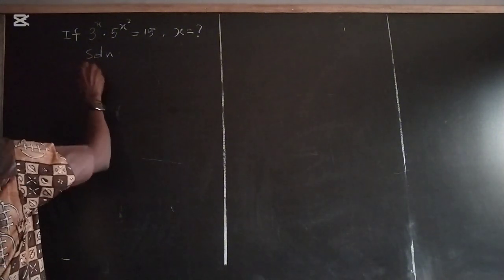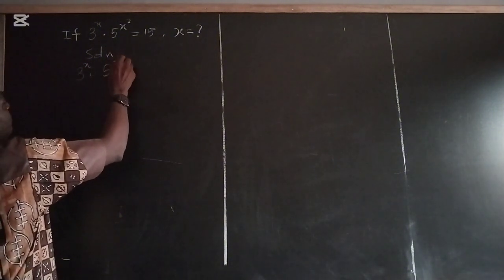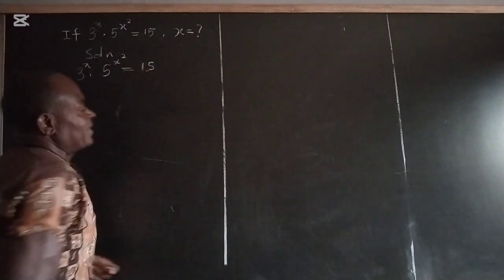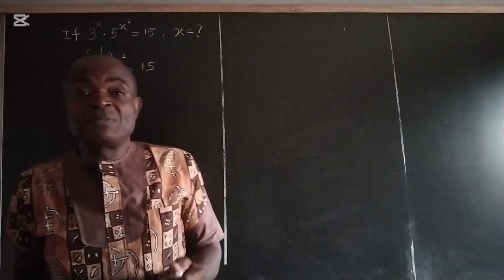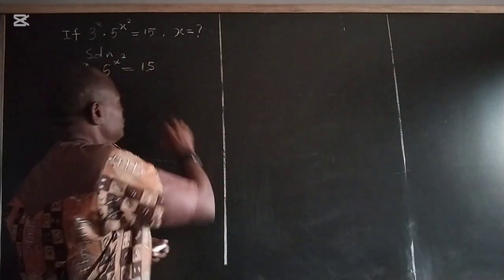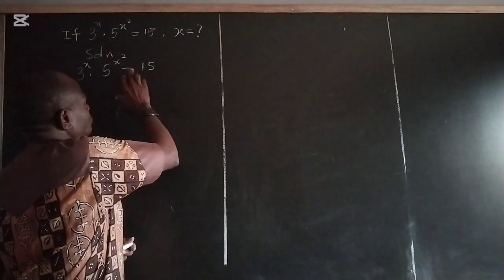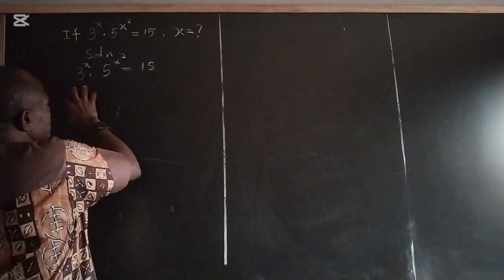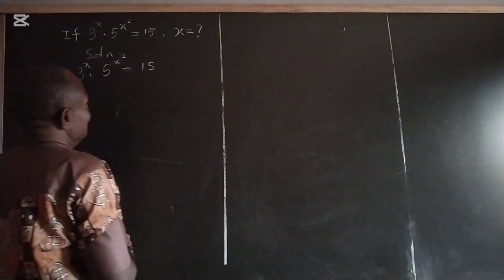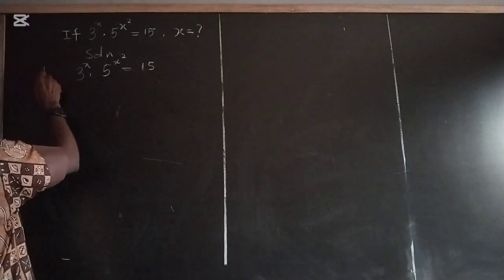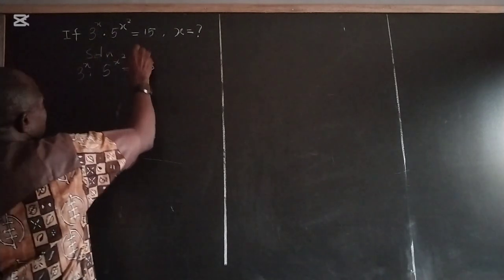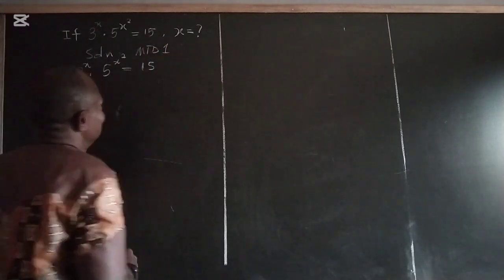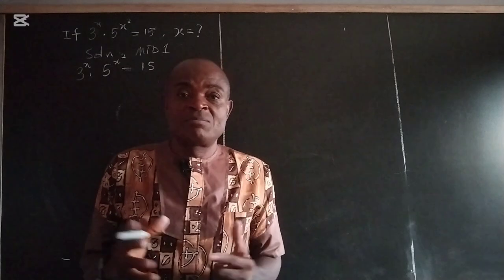So we have 3 raised to power x times 5 raised to power x squared is equal to 15. Like I have always told us, when it comes to simplification or to solving a particular equation, you try to express the right hand side to look like the left hand side of the equation. So this is the first method. Method 1, we use direct simplification.